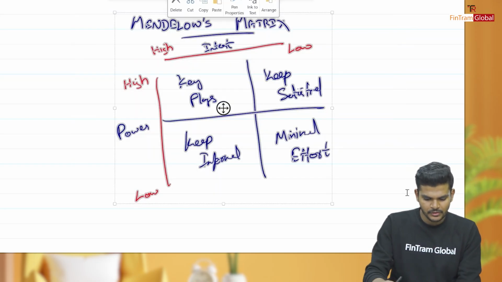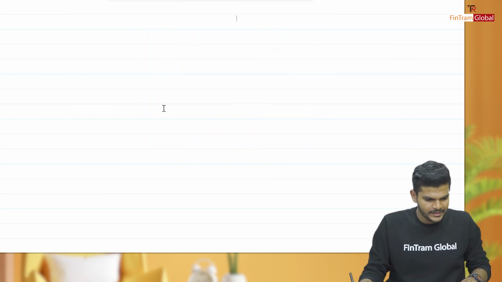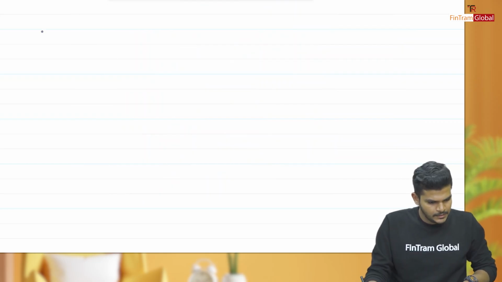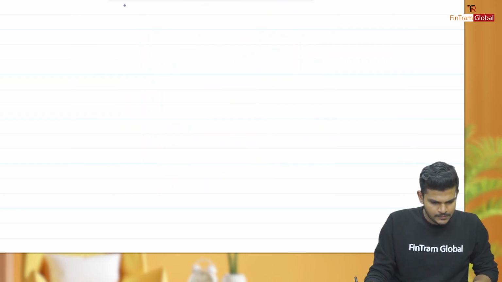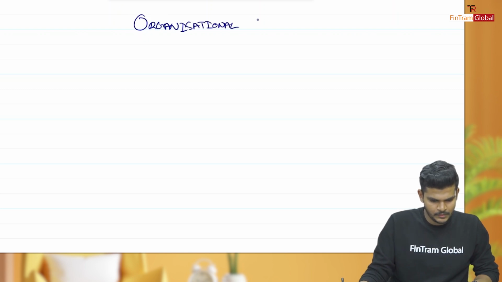Now, moving on to the next part, we have organization structure.